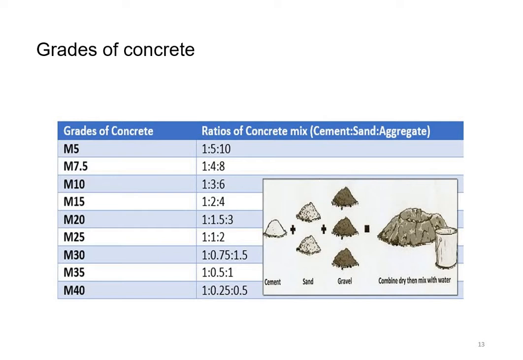So you can see, if you are using an M5 grade of concrete, the ratio of the concrete mix goes like 1:5:10. That is, if you are taking one bag of cement, you need to take 5 bags of sand and 10 bags of coarse aggregate. Okay, that gives you an M5 mixture of concrete, and then you combine it with an adequate quantity of water.